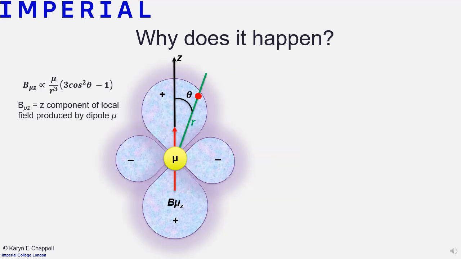The red dot indicates the position of the second nuclei, its local magnetic field at a distance of r and an angle of theta from a magnetic dipole moment mu, and that's calculated. The z component of the dipolar field, the B mu z, is maximally positive directly in front of the dipole and maximally negative on either side.